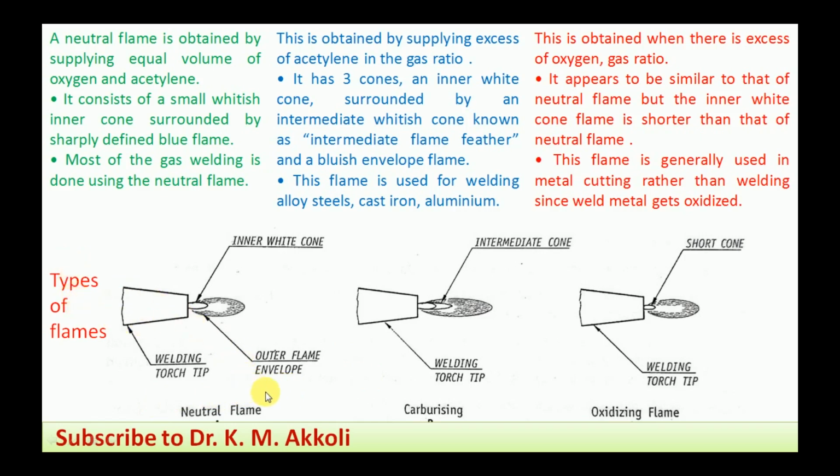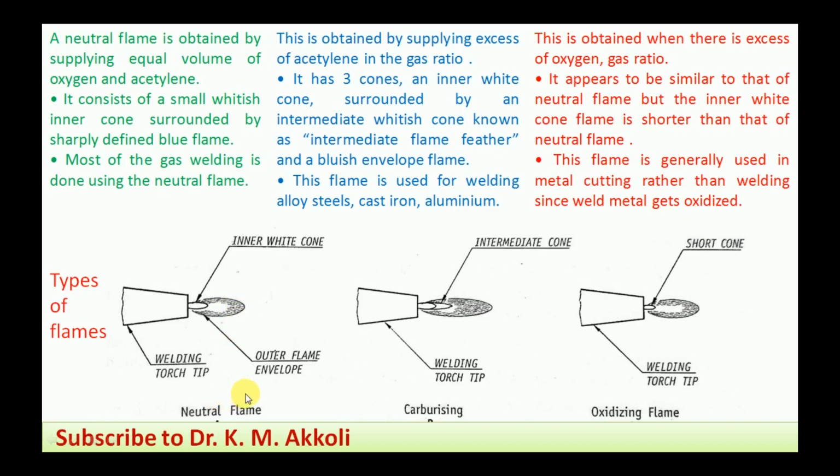There are three types of flames, as I mentioned. One is the neutral flame, another is the carburizing flame, and the third is the oxidizing flame. One by one we will discuss them. Based on the gas proportions we decide whether it is a neutral, carburizing or oxidizing flame. For each flame, the first point to know is the proportion of the gases, the second is how the flame looks, and the third is for what purpose that particular flame is used.